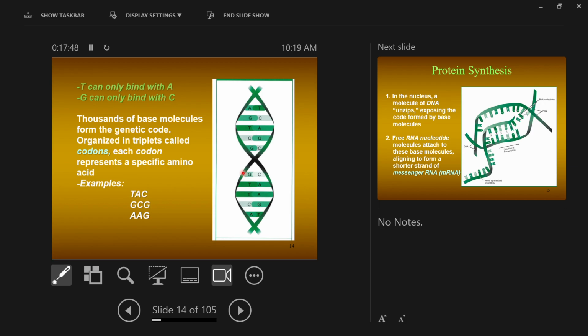The DNA is organized on one side of the ladder into sets of 3 bases, and each set of 3 will represent a specific kind of amino acid. You organize enough amino acids in the right way, and you build a protein. So really, DNA is a template for building proteins. That's what DNA does. It's a template for building proteins.